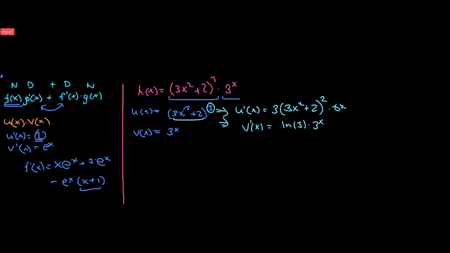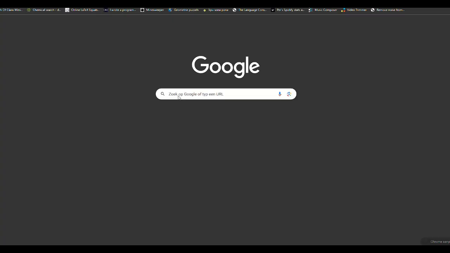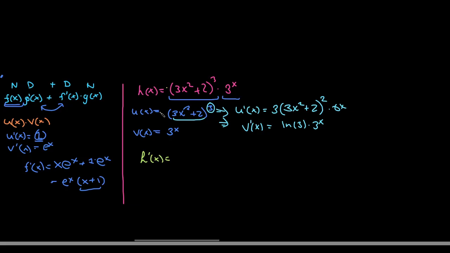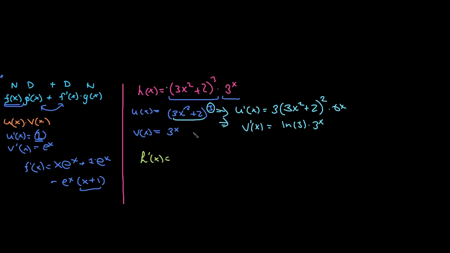Alright, and now we can combine all of that into our final derivative of h. Well, let's just apply the rule. First the normal u function. Well, it's easy enough, just copy that to the power 3. And we have to multiply by the derivative of v here. So ln 3 times 3 to the x.